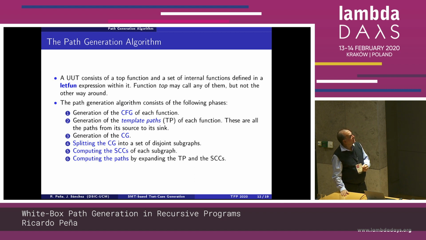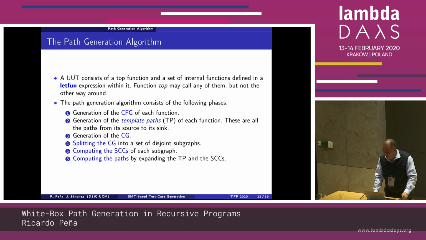Then you generate all the paths in these graphs. We call them template paths. Then we generate the call graph. We split the call graph. This is one of the tricky parts of the algorithm. We split the call graph into disjoint graphs, I will explain, and then compute the strongly connected components of each subgraph. And then after that, we compute the paths by expanding the template paths and the strongly connected components. Then I will explain with my example how to do that.